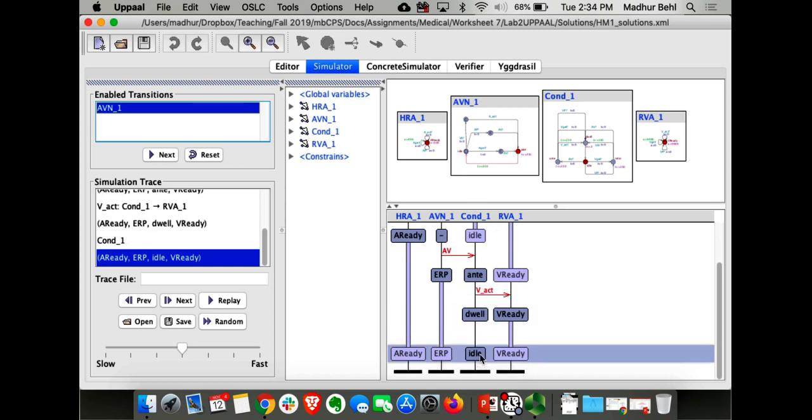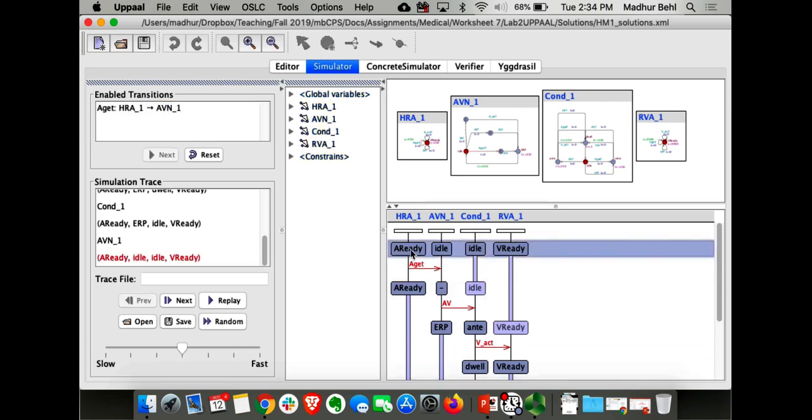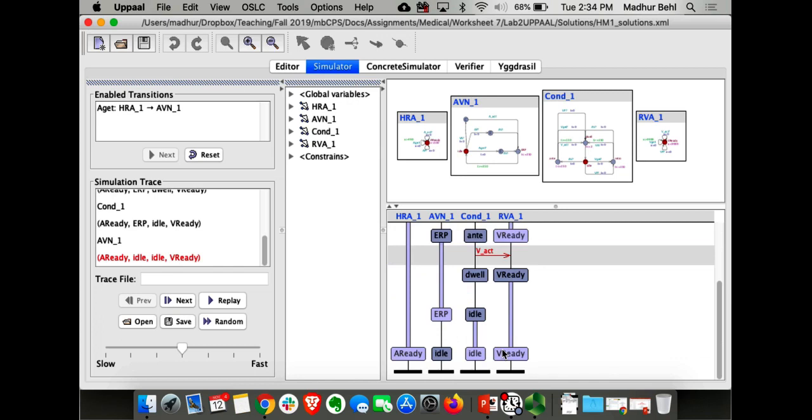The path has now come back to idle, and finally the AV node has also come back to idle. So this is really where we started from. Ready, idle, idle, and ready is exactly the same as where we started. All this flow of messages tells you how you have completed one single heartbeat in this normal sinus rhythm.